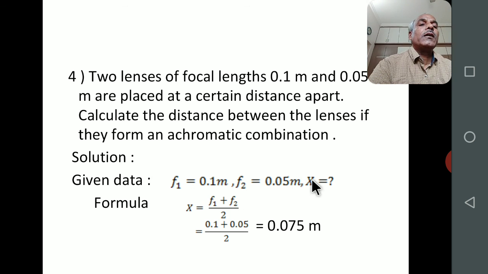You have to calculate the distance between the two lenses, and the formula for X is F1 plus F2 divided by 2. Substitute these two values, you will get X is equal to 0.075 meters.